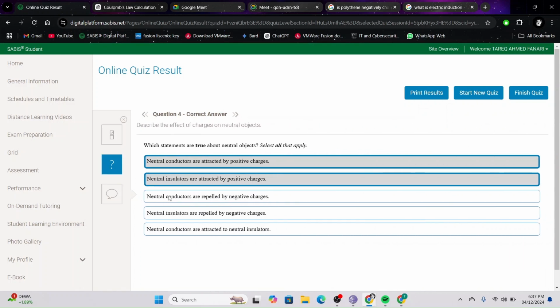Okay, question five, or question four, sorry. Which statements are true about neutral objects? This is easy. I don't need to explain it, but I will. Neutral conductors are attracted by positive charges, and neutral insulators are also attracted by positive charges. Now here, neutral conductors are repelled by negative charges. No, they should attract. Same thing for all of them, other than this one, which should repel, or nothing should happen. Sorry, nothing should happen. Okay, question five.